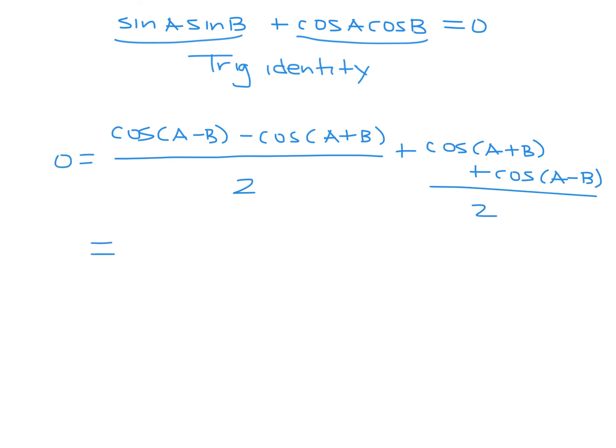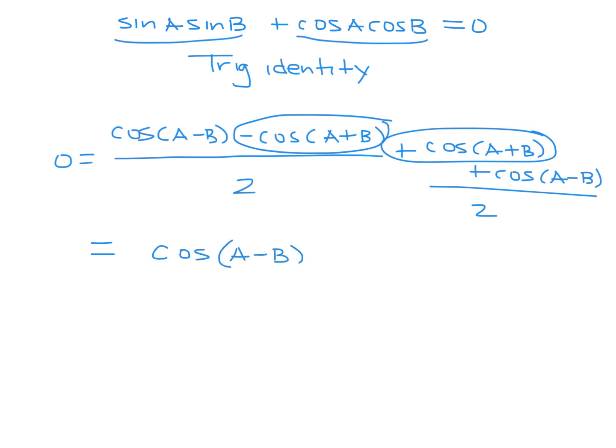Well, the good news is some of these things cancel out. This guy cancels. This cancels with that. So all you're left with really is just cos of A minus B. It's 2 of it all over 2, but then the 2's cancel. And that's equal to 0.